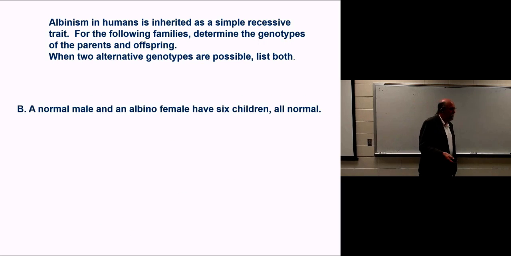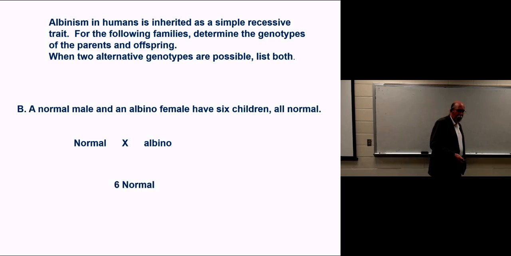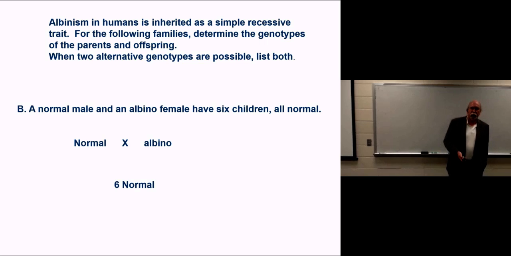Let's try a slightly different form. Notice up there it says, if you've got two alternate outcomes, tell me what they both are. So we have a normal parent and an albino female. They have 6 children. They're all normal. So we have normal times albino, and we have 6 normal children.